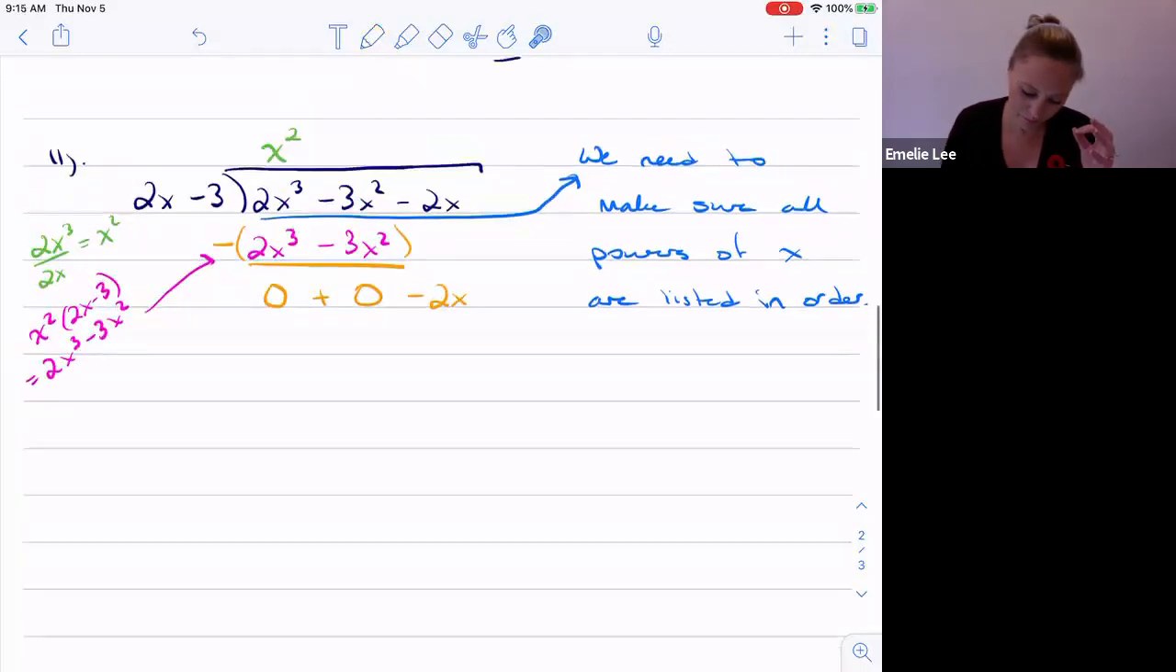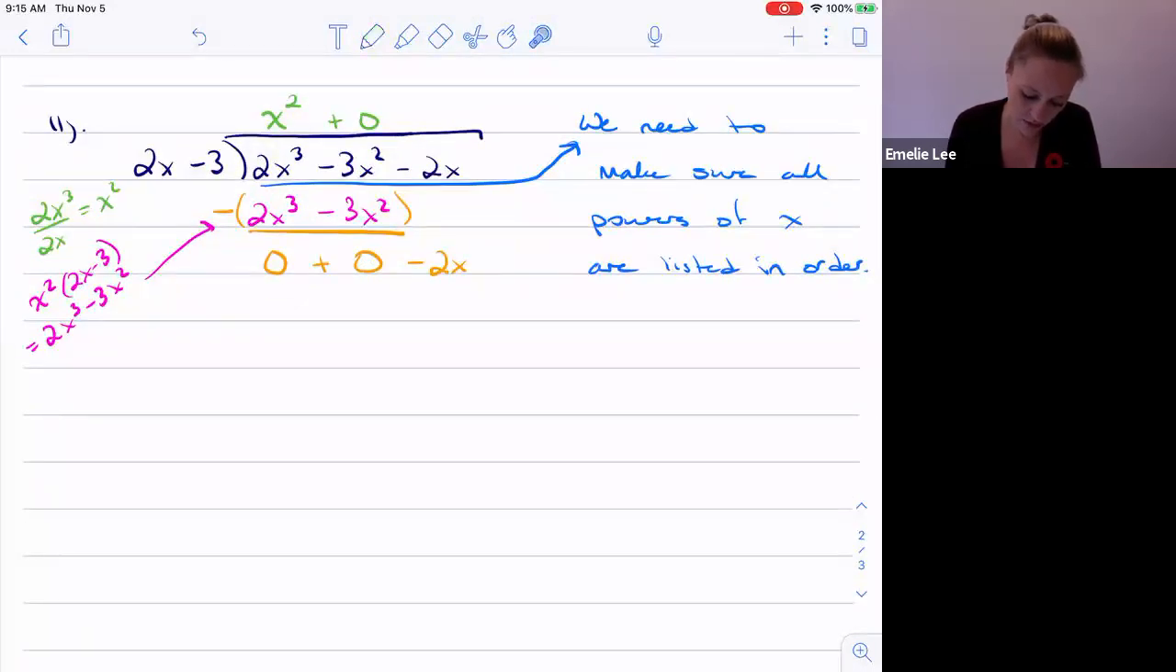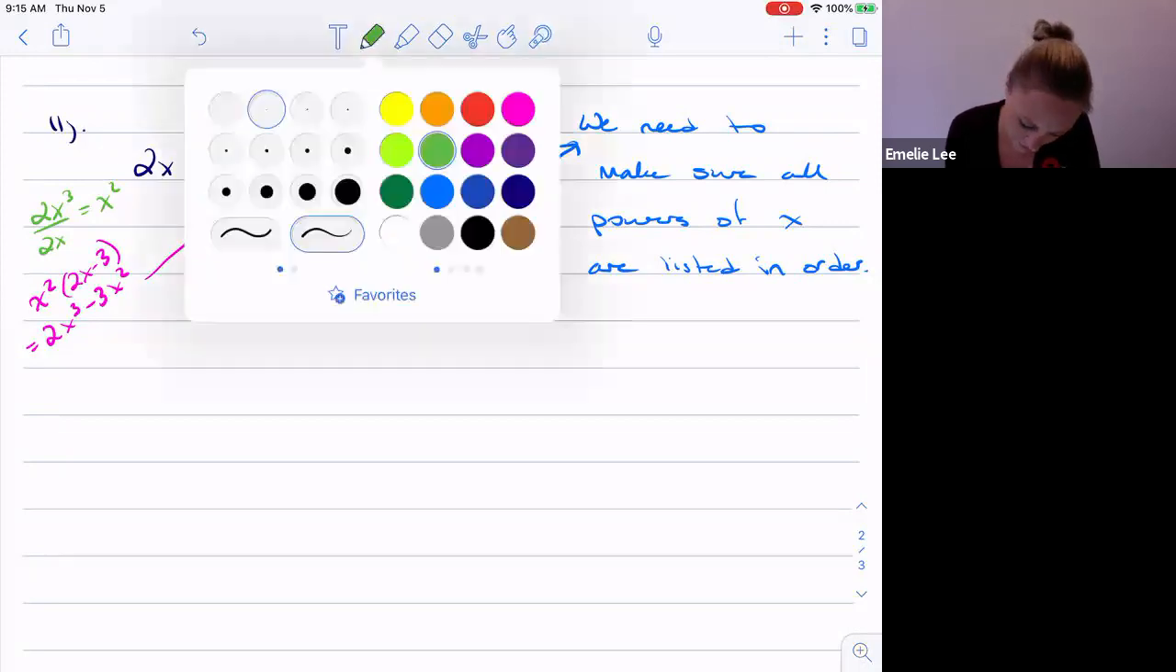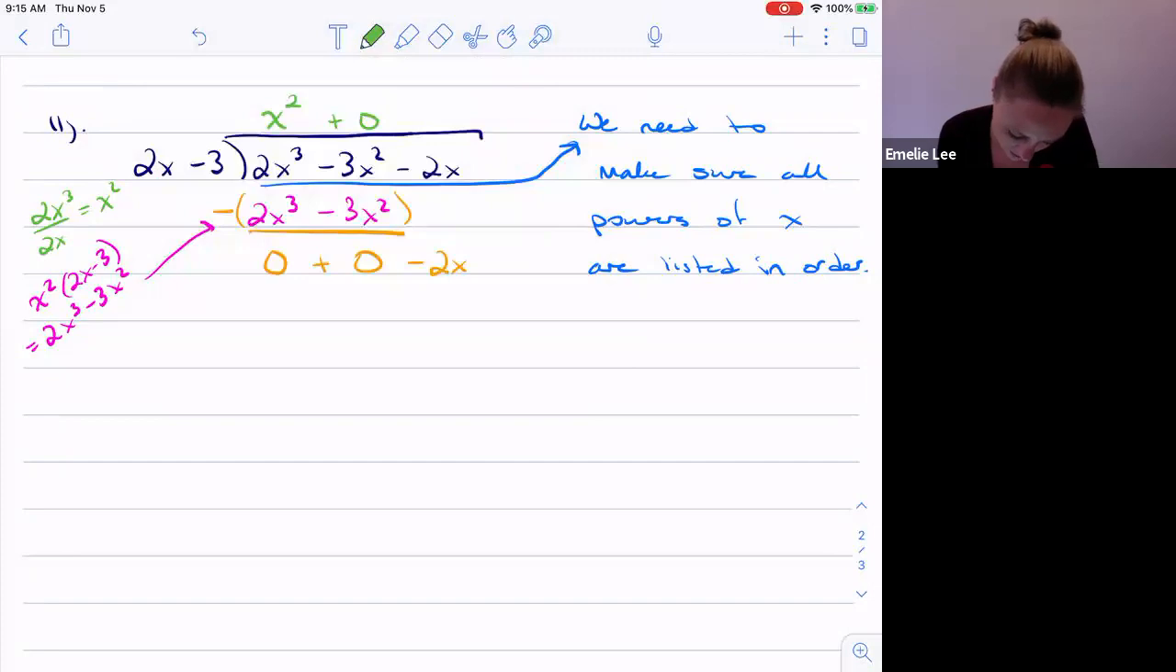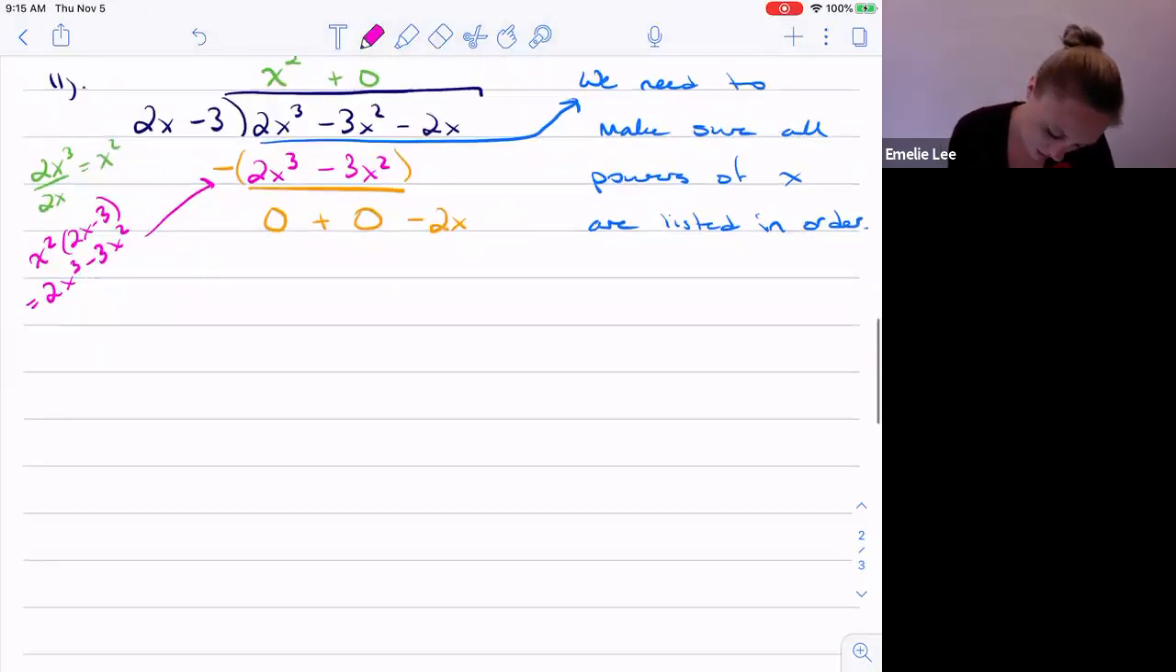Then I'm going to bring down this negative 2x. So now I'm kind of back to square 1. Now I look at the 0 and I take 2x; 0 divided by 2x is 0. So plus 0. And then, of course, 0 times 2x minus 3. 0 divided by anything is 0. I better write it out. 0 times 2x minus 3 is 0 minus 0.